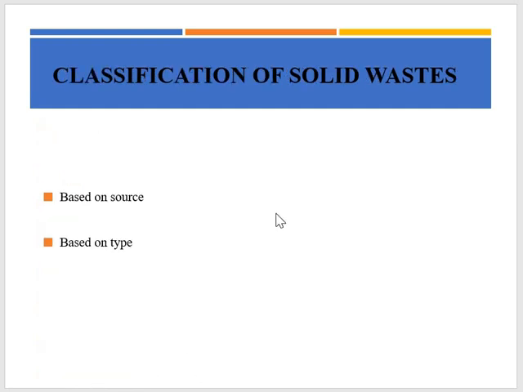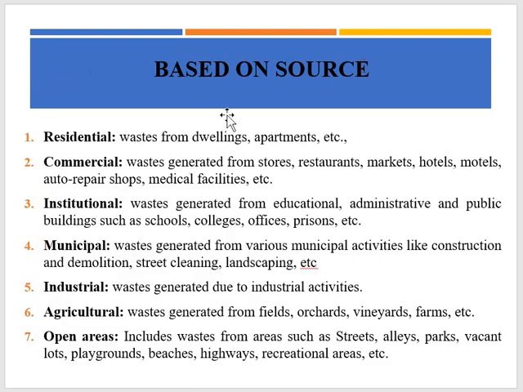Next is the classification of solid waste. Solid waste is usually divided into two, based on source and based on type. Now, coming to based on source. Based on source, solid waste is divided into seven broad categories. The first one is residential waste. This is basically waste generated from dwellings or apartment buildings, and it consists of leftover food materials, vegetable peels, plastics, clothes, ashes, etc.